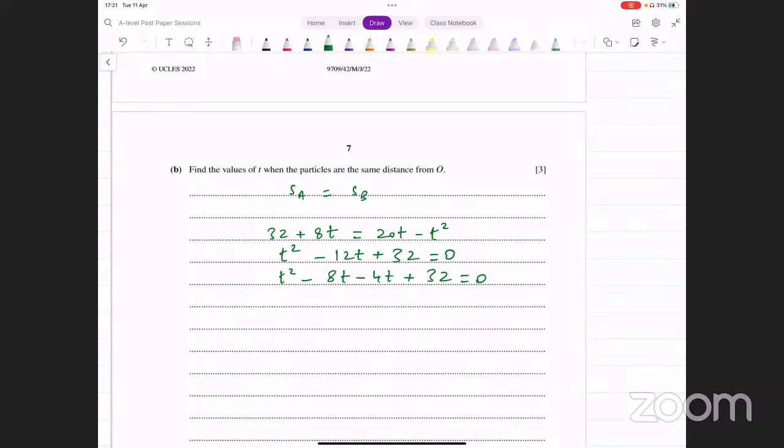Now, if we do this, this gives us two factors, t minus 8 and t minus 4. That means t is either equal to 8 or t is equal to 4. These are the two values of t that we get from this.